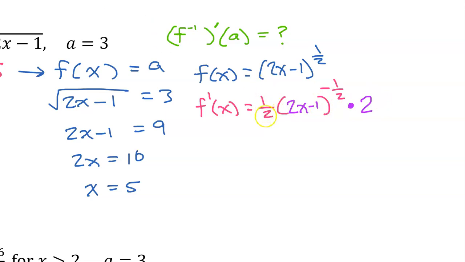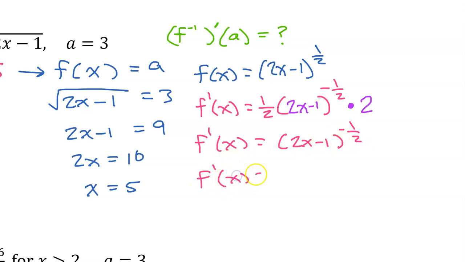Notice that we have 1/2 in the front and we're multiplying by 2 on the end. 1/2 times 2 is 1, so those basically cancel each other out. So now I have f prime at x is equal to 2x minus 1 to the negative 1/2 power. Just to make it a little easier to evaluate, understand that the negative 1/2 power drops this whole thing down to the denominator. So I would have 2x minus 1 now to the positive 1/2 power.